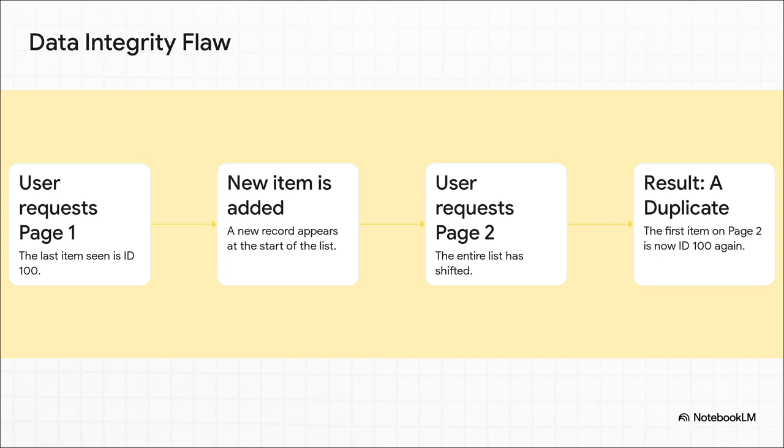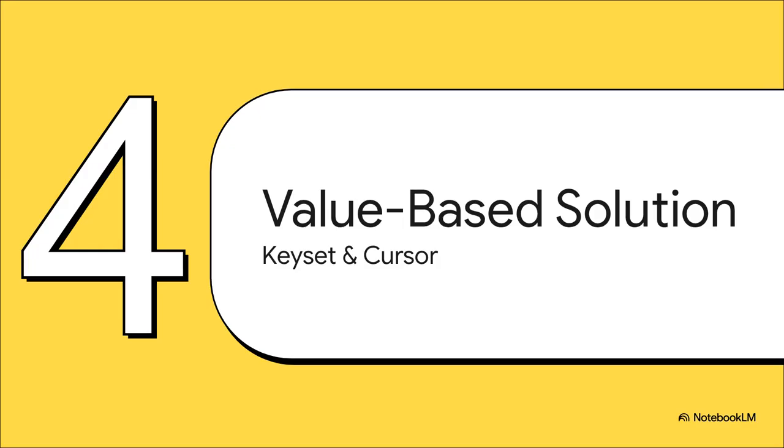Suddenly, the entire dataset has shifted down by 1. So when they request page 2, what's the first item they see? ID 100. Again. It's a duplicate from the page they just left. Now your user is confused and your data feels broken. Okay, so if offset is our flawed hero, who's going to save the day?